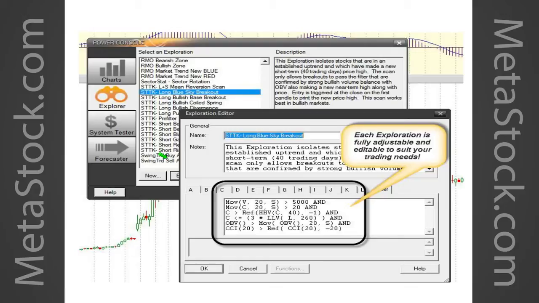And you'll also find that every one of those 13 explorations is in open code form. So you've got the full code there. If you are familiar with Metastock code, you're able to go in and tweak those. You can adjust volume. You can adjust different parameters to fit your trading style and add on a stop loss, et cetera, that sort of thing. So fully adaptable to your style.